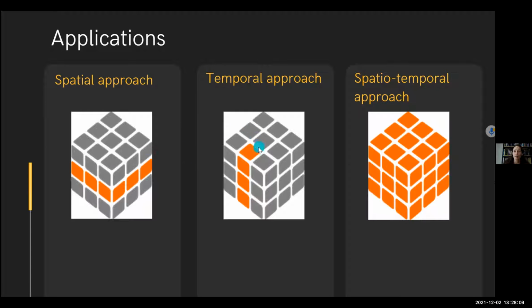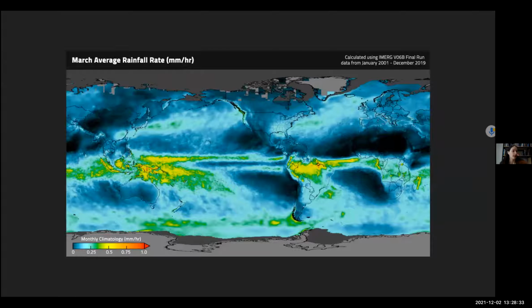Another approach where we use only temporal analysis, but if we analyze one per pixel, we can draw a map from this analysis. And finally, an application where we can perform both analyses together, or integrate them. And my applications are very related with precipitation.